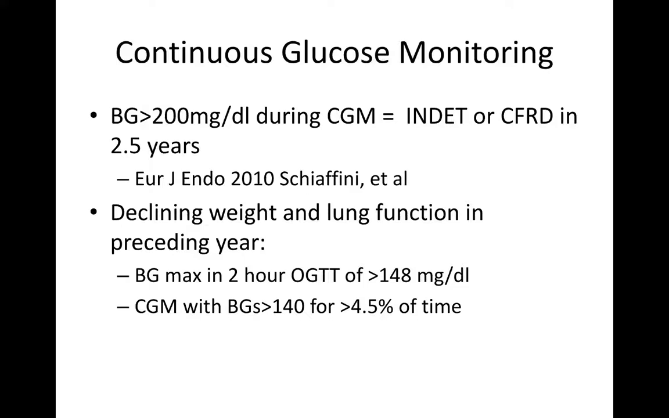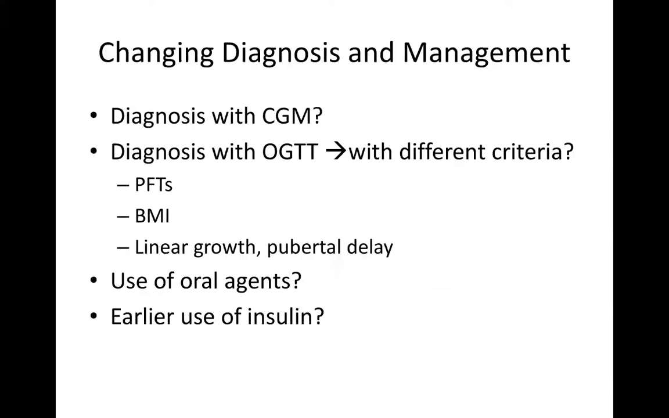Also, patients who had blood sugars greater than 148 on their 2-hour OGTT, or CGMs with blood sugars greater than 140 more than 4% of the time, had declining weight and lung function in the preceding year. So we might be able to use this as a tool to identify patients who should be started on insulin earlier.